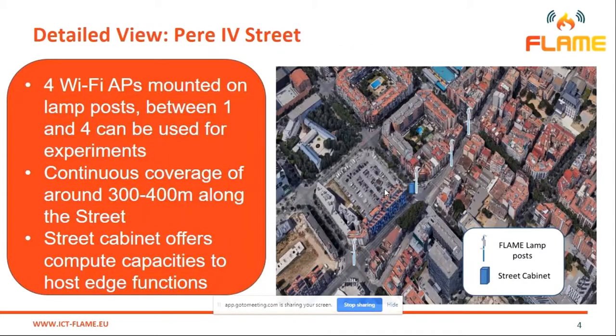Here you can see a zoom in on the area, the on-street area where experiments can happen. So basically, we have a chain of lampposts.